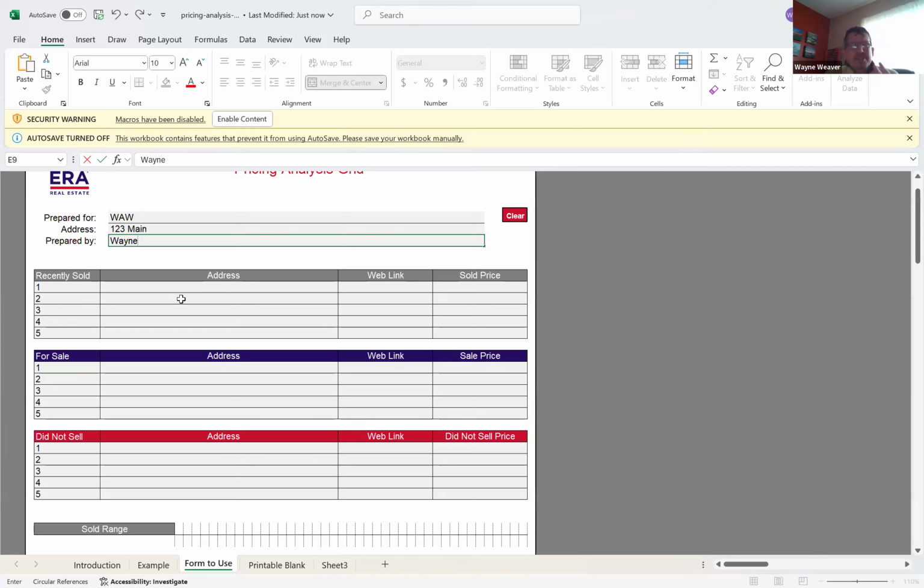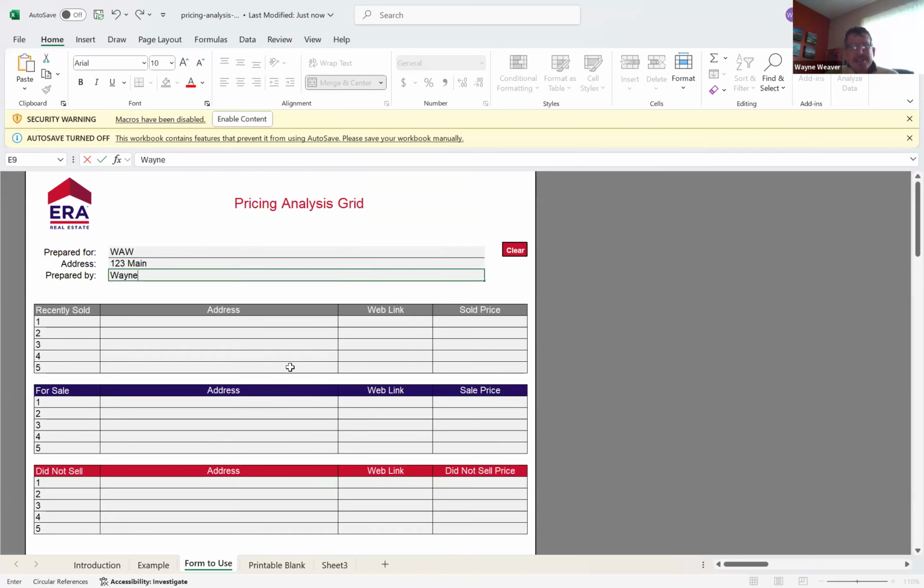This is just a form we're going to fill out based on data from the MLS, and then we'll see a little graph that will help us talk to a seller about price. I'm going to throw in a couple quick ones here. 1, 2, 3 sold for, I'll do this one right at 300. 2, 3, 4 sold for 305. And 3, 4, 5 sold for 290.